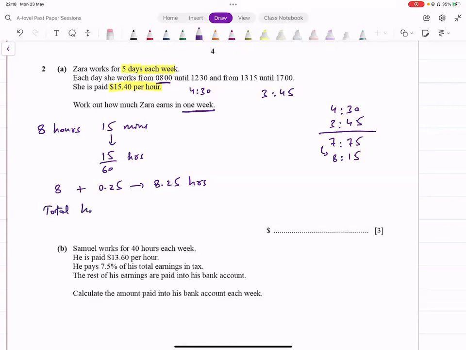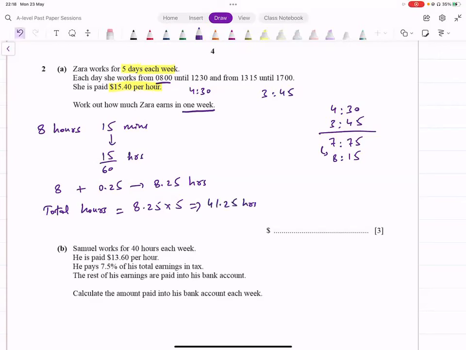वो आप evaluate कर लें अलग से if you want. 8.25 into 5. You can do that on your calculator. 8.25 into 5. Let's see what that turns out to be. That is giving me 41.25 hours.